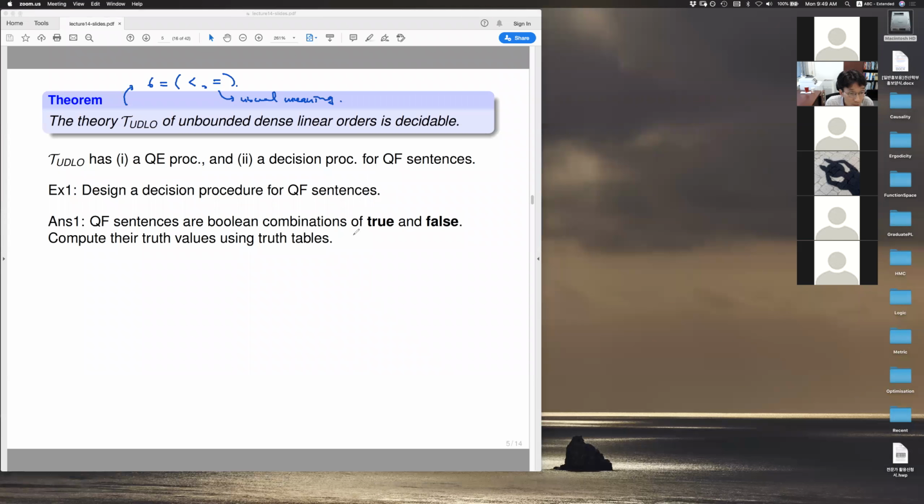So the formula F is equivalent to either true or false by evaluation. If we get the first case, then we can conclude that this belongs to the theory T of UDLO. If it's the second case, we can conclude that this doesn't belong to the theory.